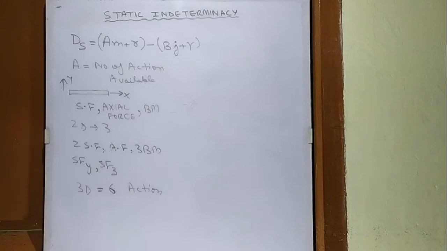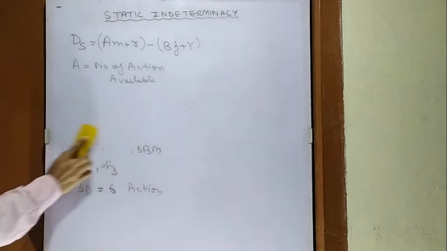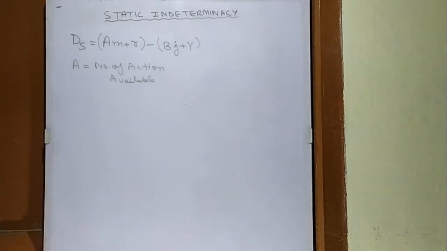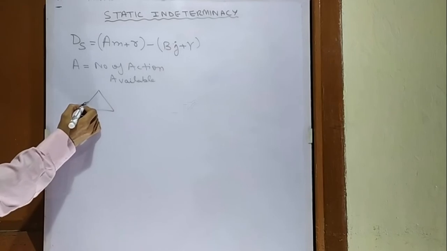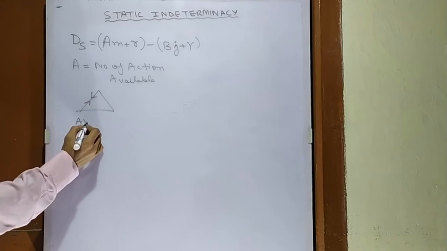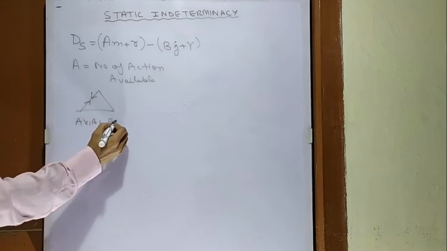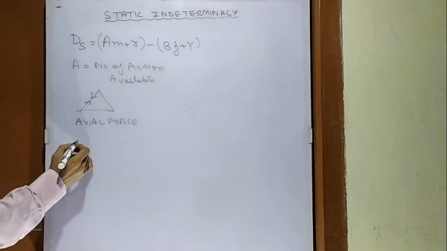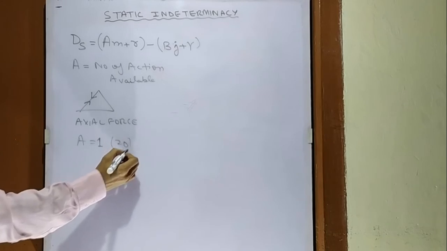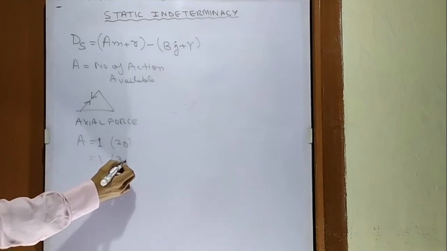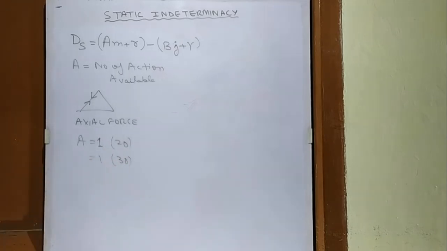If we talk about truss, how many actions will be there? The truss element can only have axial force. So if this is a truss, it can only have axial force. So a truss element will have only 1 action in 2D as well as in 3D. Now this is for A.